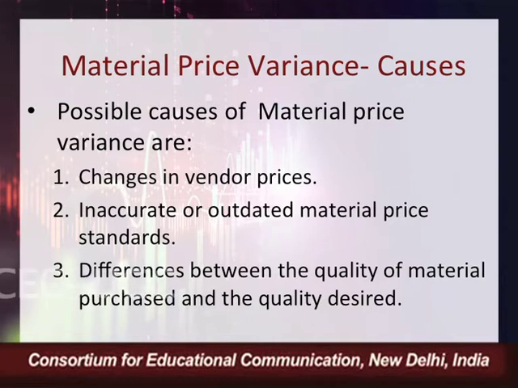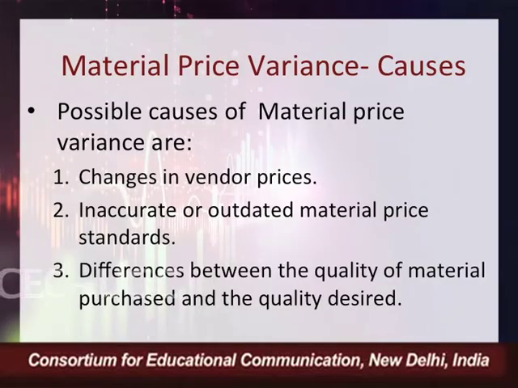There might be a possibility that the quality of material which you were supposed to purchase as per standard terms is not the same as what we are purchasing. So this can also be a reason for material price variance. This can also be a reason for change in the standard price and actual price, that there is a difference between the quality of material purchased and the quality desired.